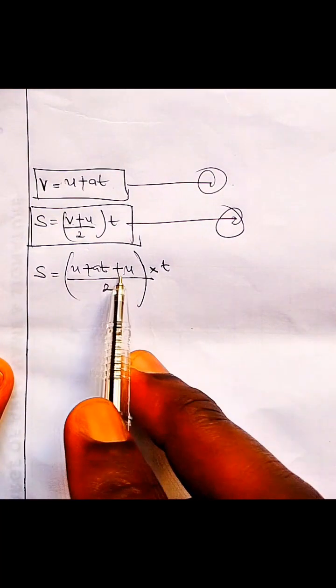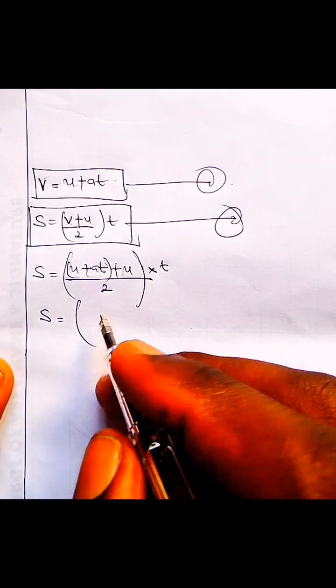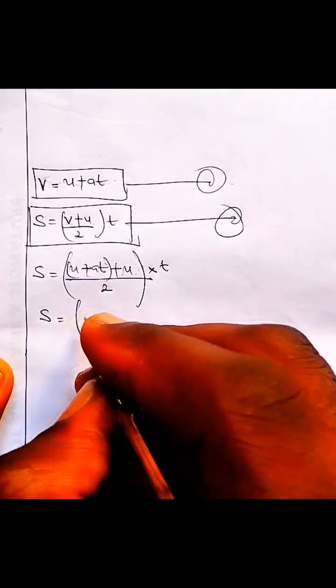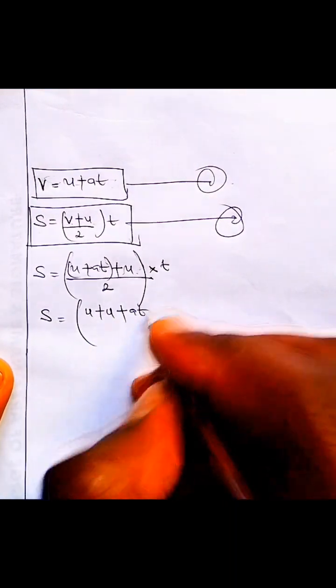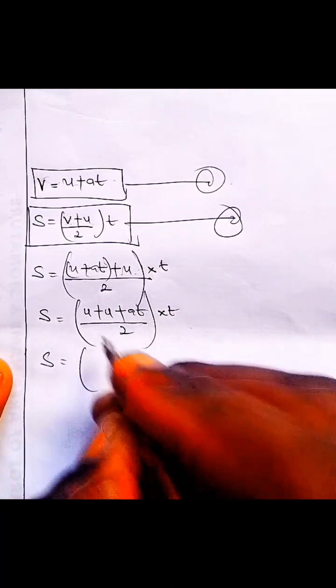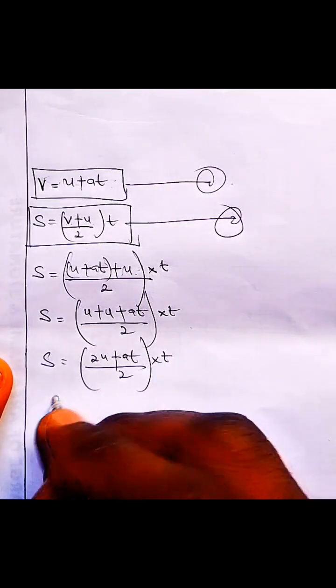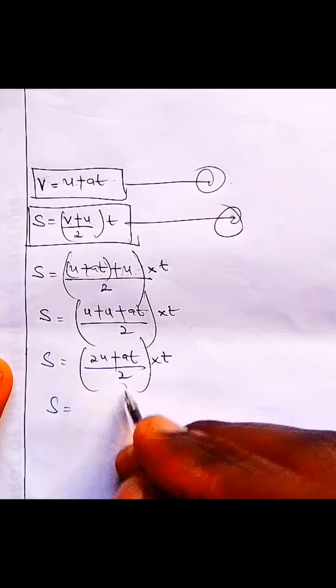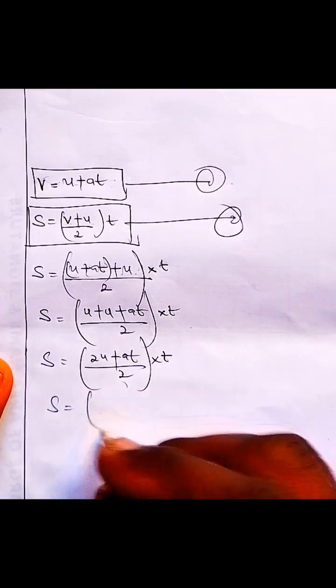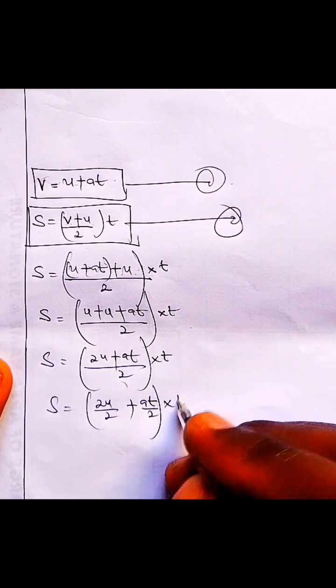So s equals (u plus at plus u) over 2 times time. Don't forget that u plus at is the same thing as the final velocity v. So now we collect our like terms. Let's open up the bracket and bring the u's together. So s is (2u plus at) over 2 times time. Those two we could divide, basic knowledge of fractions: 2u divided by 2 plus at over 2, then times time.